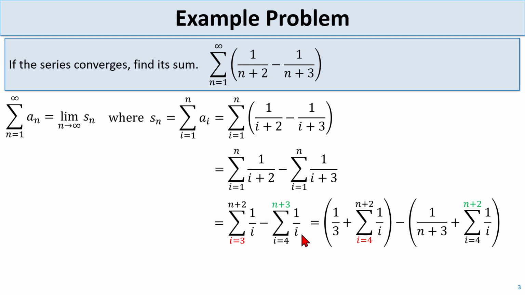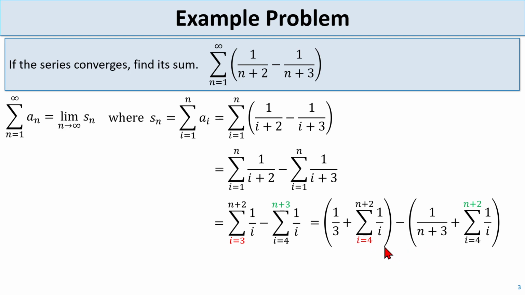Then I do something similar for the second sum. It went from I equals 4 to I equals n plus 3. I want it to have the same limits as this other sum, so I want it to end at n plus 2. But if I'm going to do that, this sum ended with I equals n plus 3, and so I need to pull out the I equals n plus 3 case from this other sum. So that's where this comes from.